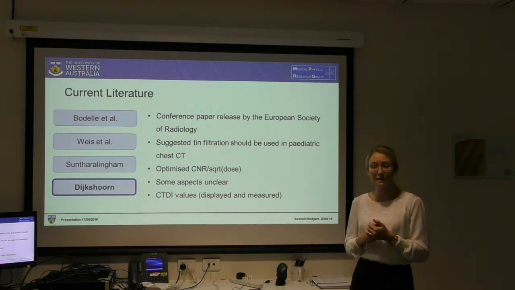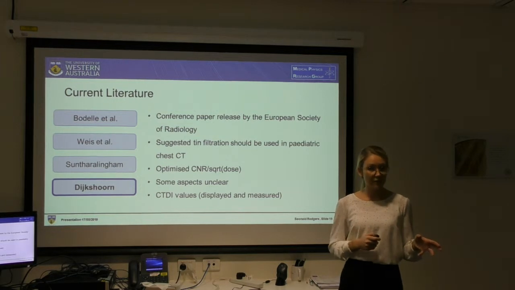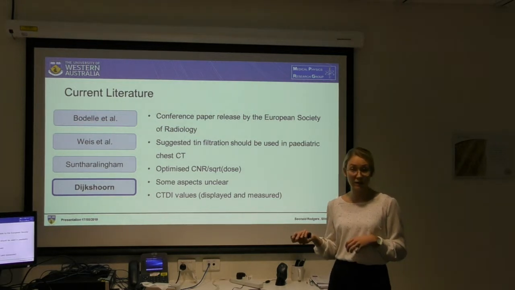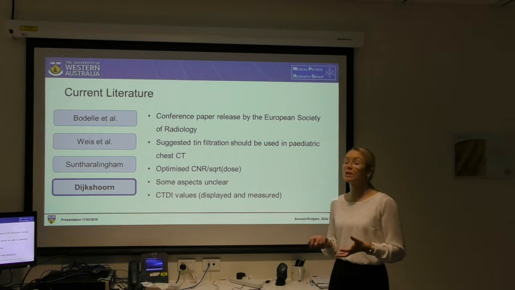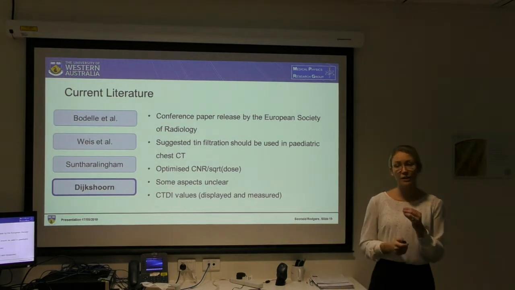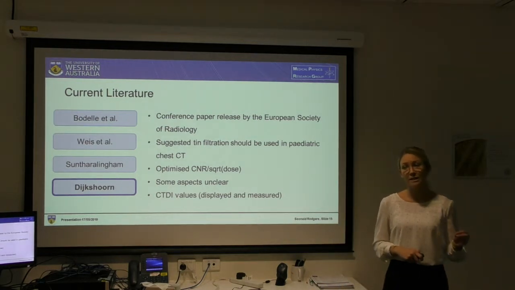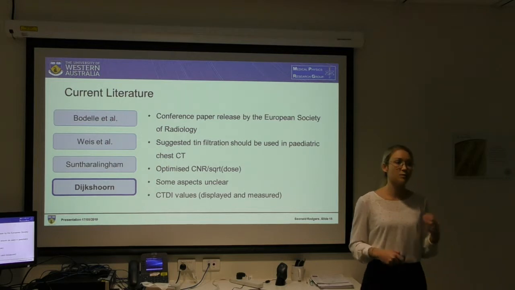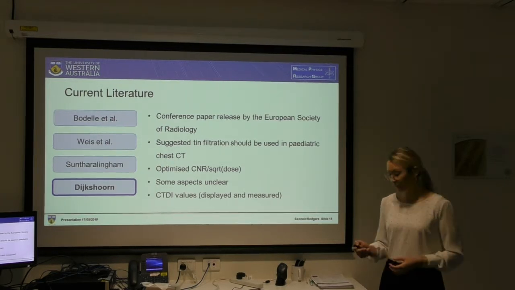So there was a discrepancy seen when scanning the paediatric phantoms, however not when scanning the adult size phantoms. This is not surprising considering that the displayed value is calculated from a 32 centimetre sized phantom, when paediatrics would be 16 centimetres or less.